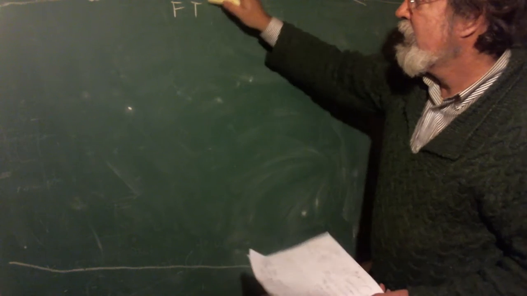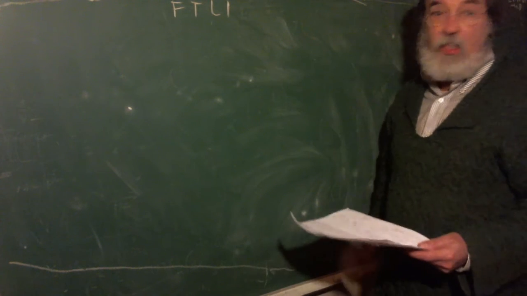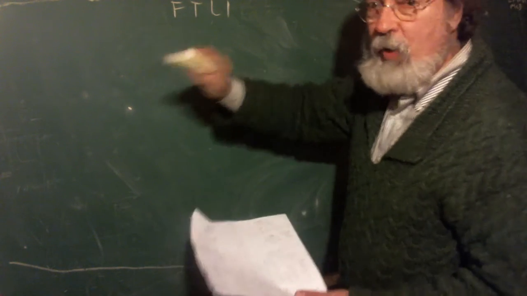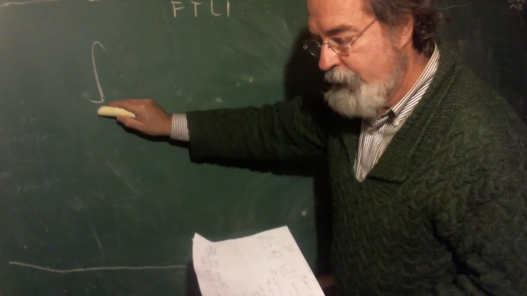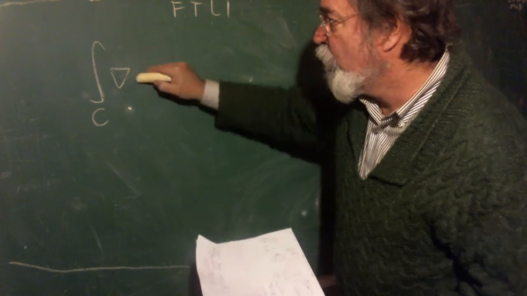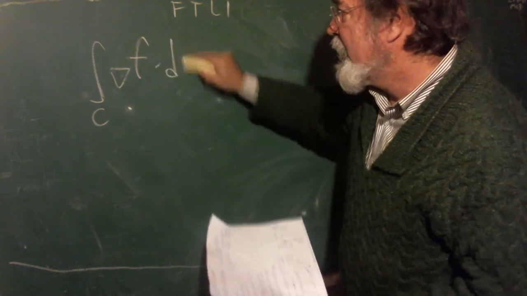Hope you feel like doing proofs. We're going to do the FTLI proof. It doesn't take long. This is really right out of the book, but I'm going to lay it out in a way that I hope makes sense. We're doing the integral over C of gradient f dot dr.